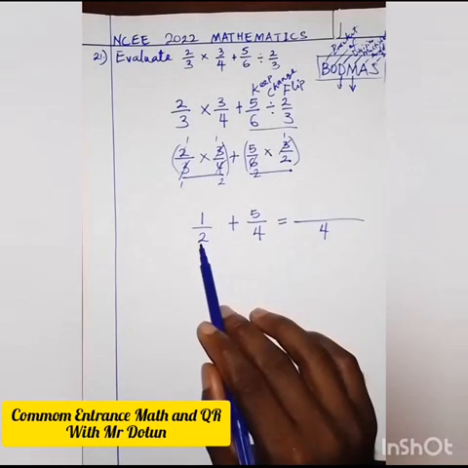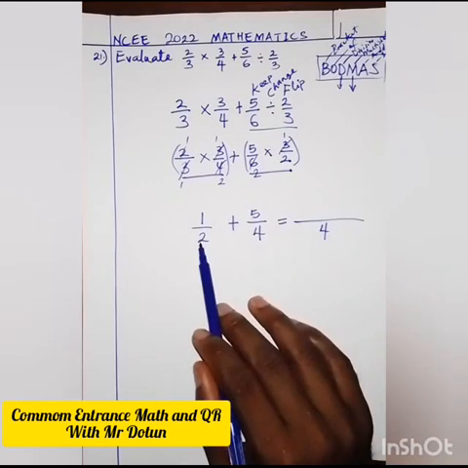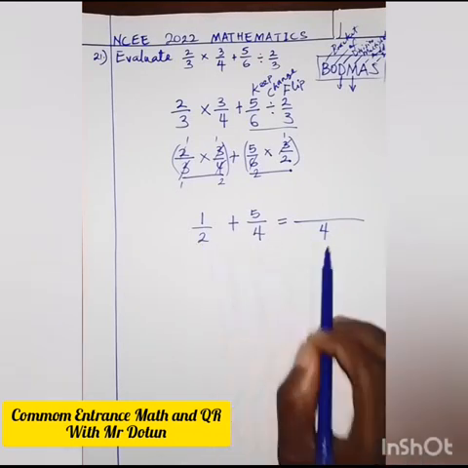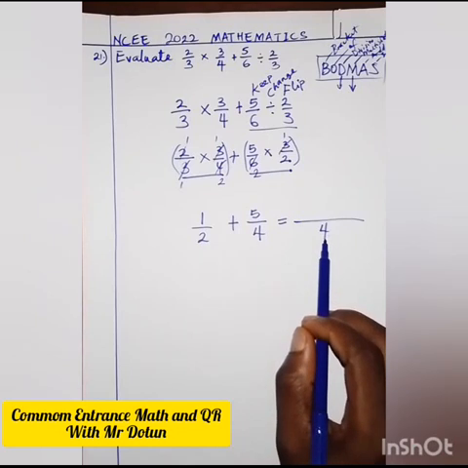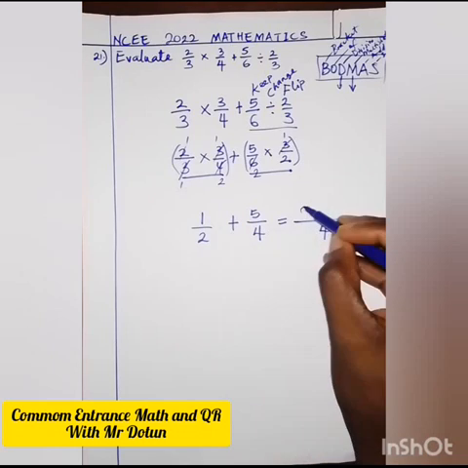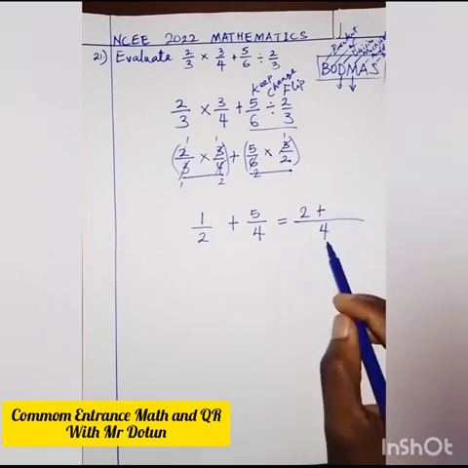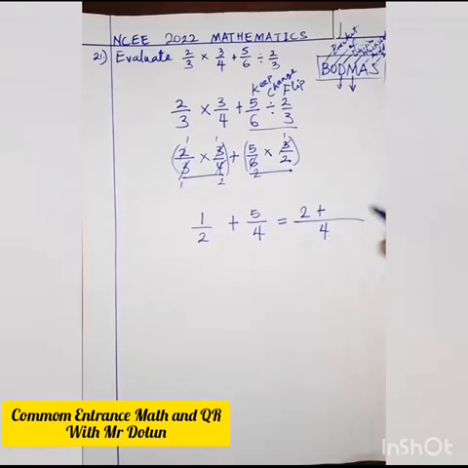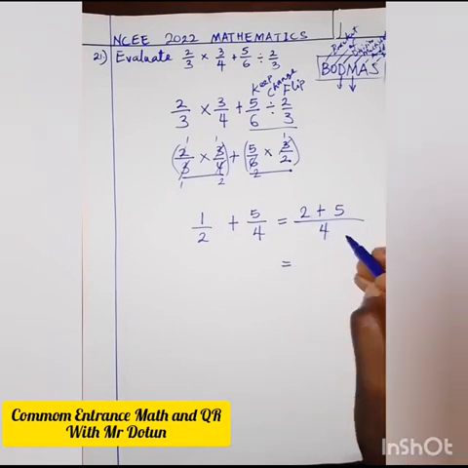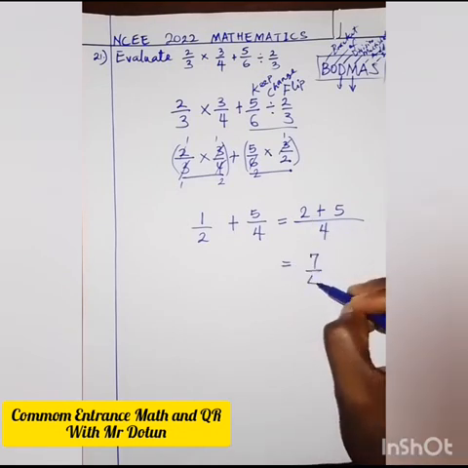Once we have that, we divide the LCM by the first denominator. So 4 divided by 2, the answer is 2. Then we multiply by the numerator. So 2 times 1 is 2. 4 divided by 4, the answer is 1. Then 1 times the numerator, which is 5, gives 5. So 2 plus 5 is 7 over 4.